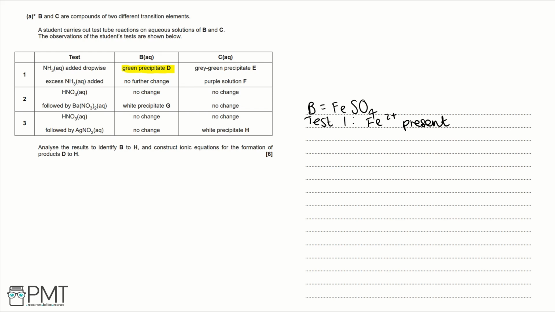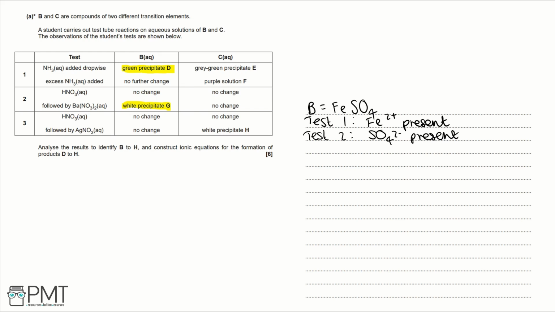Then if we look at test 2, we have a white precipitate G. So this white precipitate, when we're reacting nitric acid followed by barium nitrate, that's a test for the sulfate ions that we have in B. So we can say that test 2 shows that SO4 2- ions are present. Then we can start thinking about what precipitate D and G are.